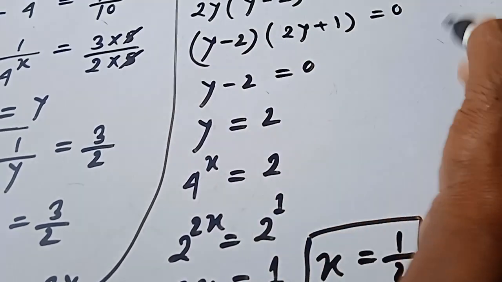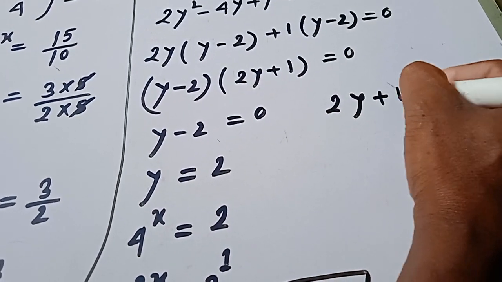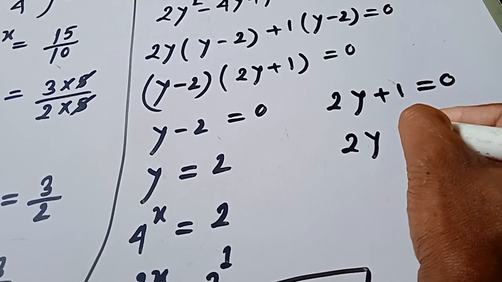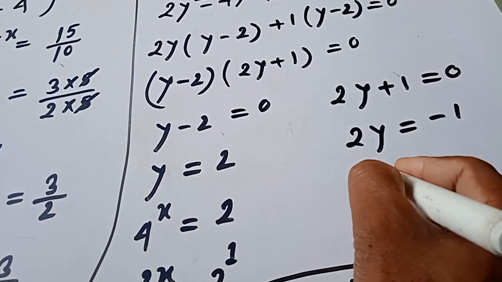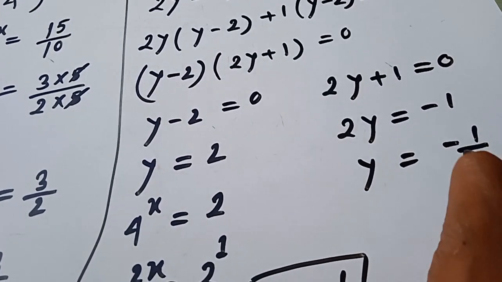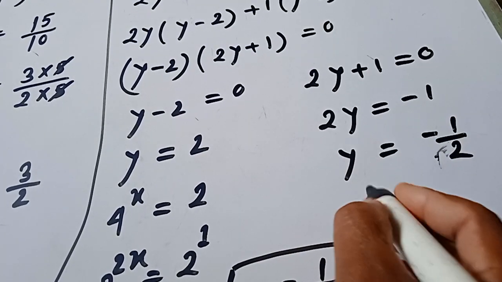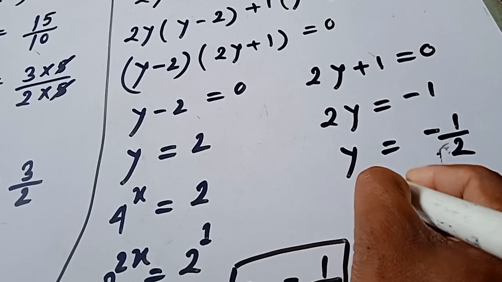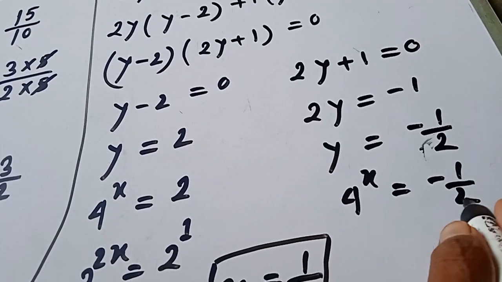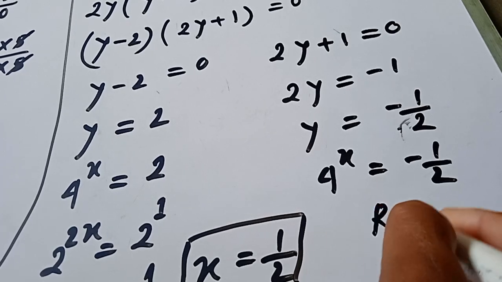Here case number 2, then 2y + 1 is equal to 0. Then 2y is equal to -1. Here y is equal to -1/2. So 4^x is equal to -1/2. Here the negative value is rejected.